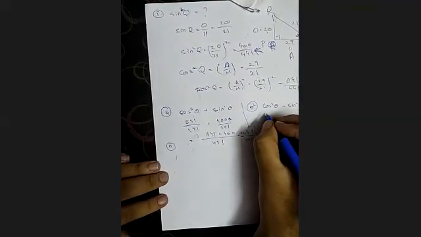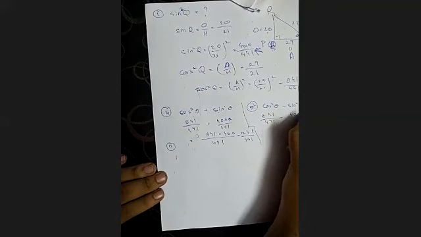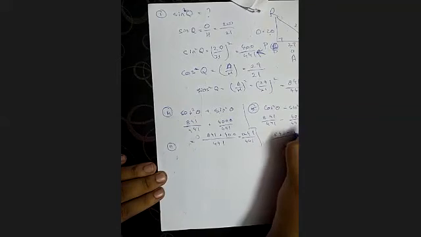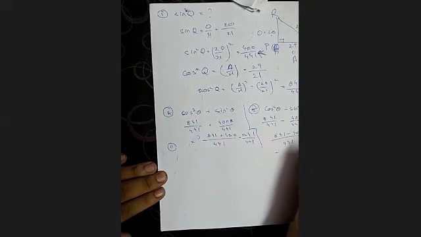Now similarly, find this. Cos square theta is 841 by 441. Sin square theta is 400 by 441. Now 841 minus 400 by 441. Find and tell me.